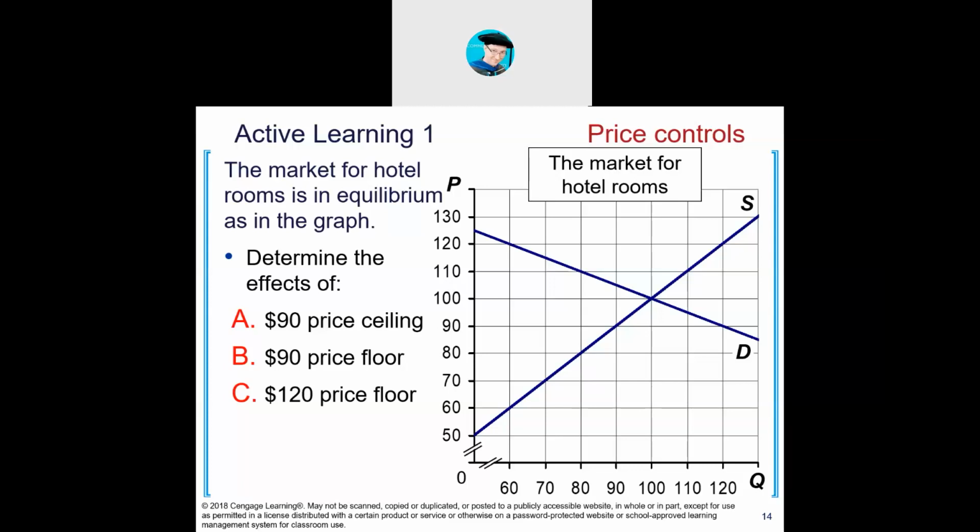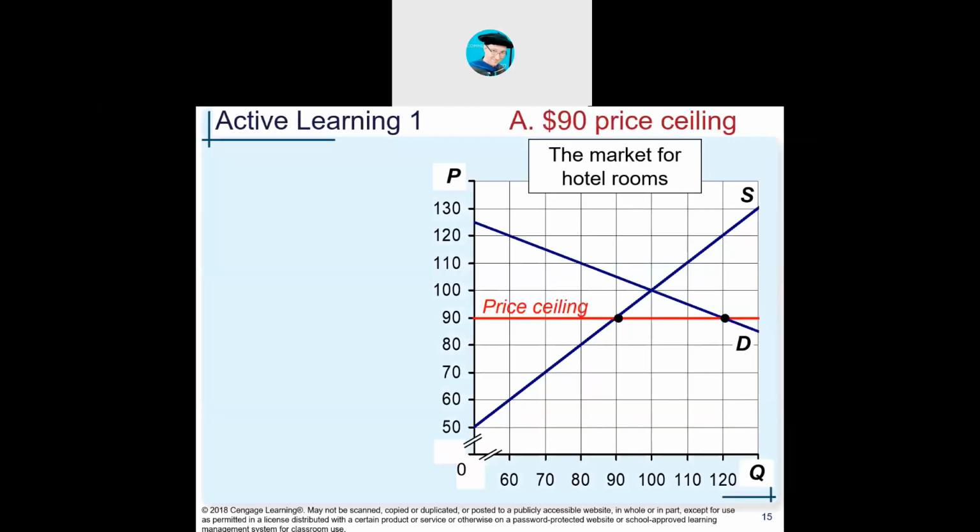If it was a $90 price floor, then I would be able to maximize my inventory of hotel rooms, and it would put me in a position where I can ultimately create a surplus. At a $120 price floor, I would never be able to meet that. So let's look at each one.